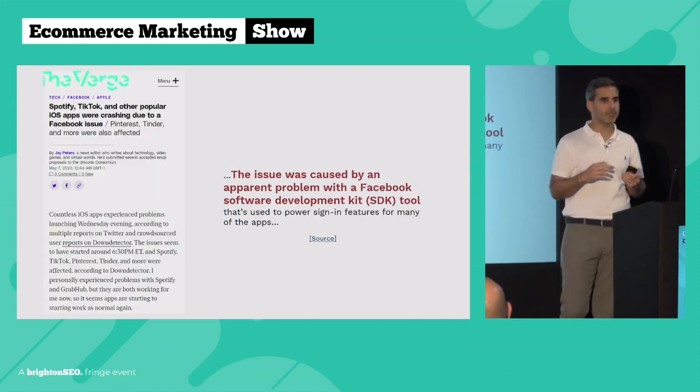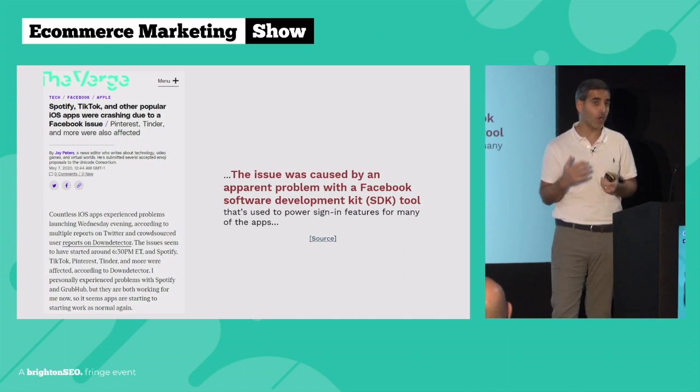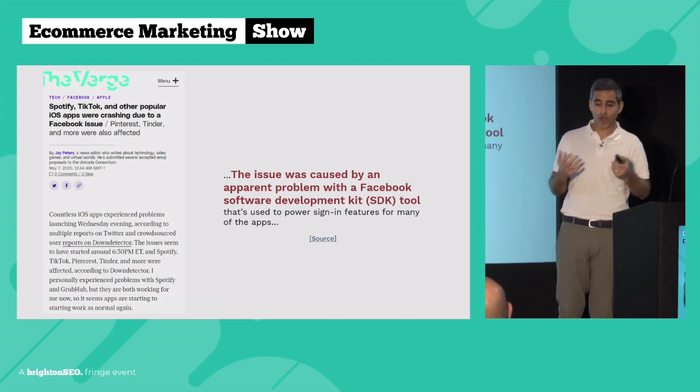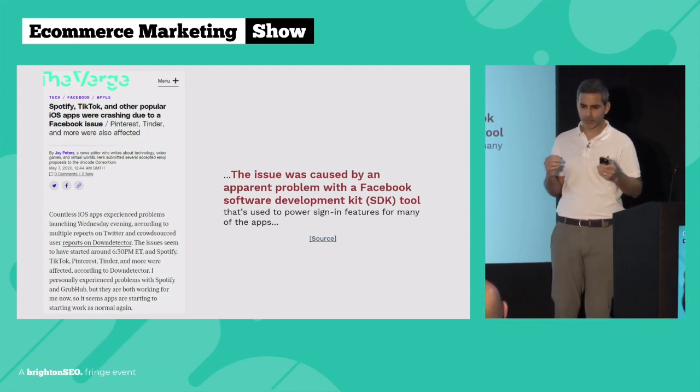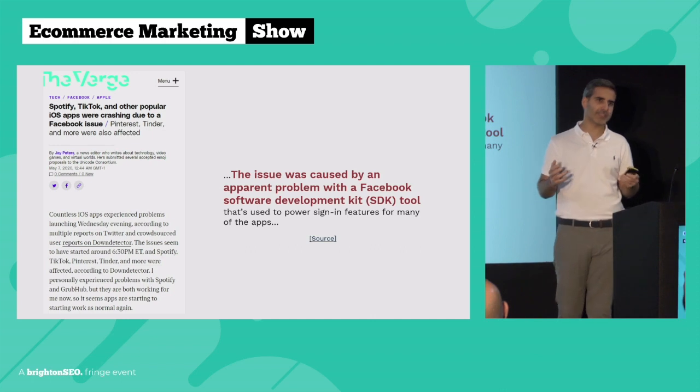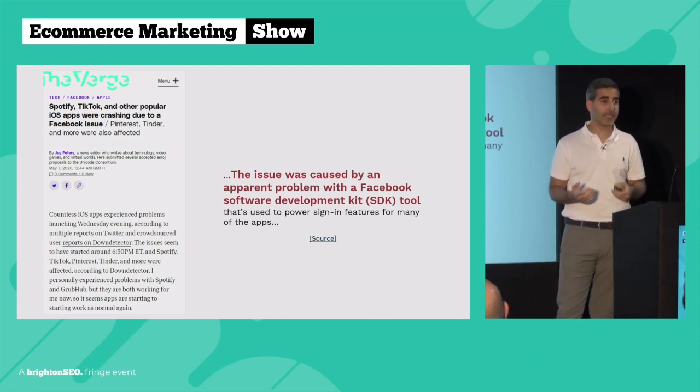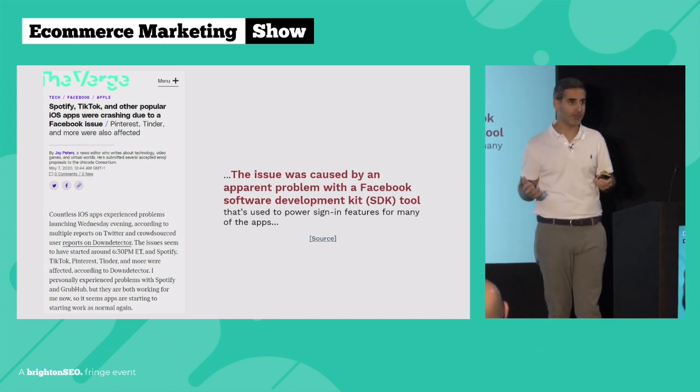My final example is one that happened to Facebook on apps, not on web. On apps, Facebook's code went down, and essentially loads of apps, including Spotify and TikTok, got taken down with it. And there was an outage for about 7 to 8 hours of people not being able to use those apps. All of this is from foreign code.